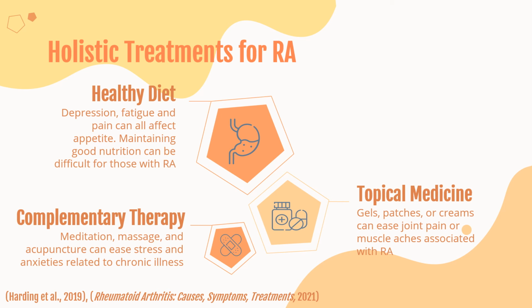There are a variety of holistic treatments for rheumatoid arthritis. Some may include a healthy diet. Depression, fatigue, and pain can all affect your appetite. Maintaining good nutrition can be difficult for those with rheumatoid arthritis. Topical medicines such as gels, patches, or creams can ease joint pain or muscle aches associated with rheumatoid arthritis. And complementary therapies can also be used. Meditation, massage, and acupuncture can ease the stress and anxieties related to chronic illness.